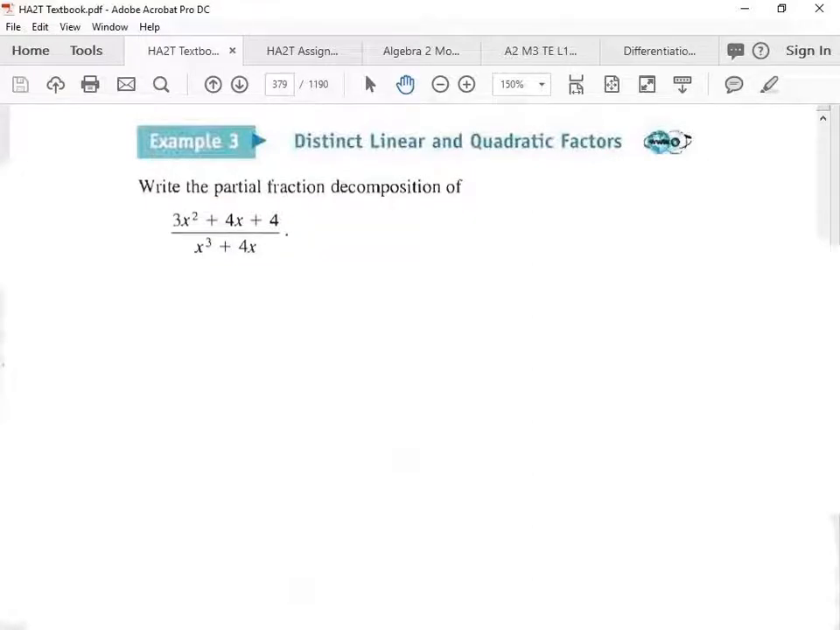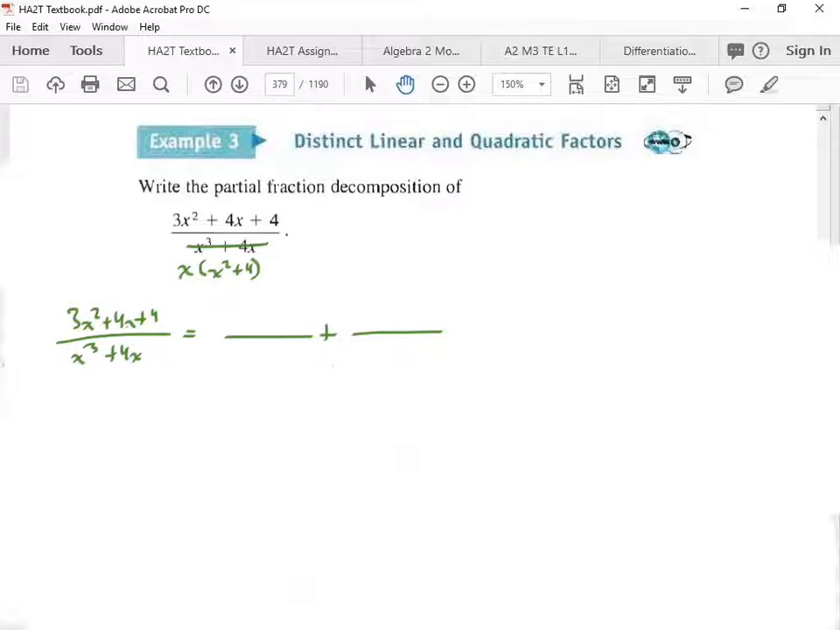All right, so when I factor this denominator, I get x times x squared plus 4. Can I factor that anymore? Not Doug. So now I have 3x squared plus 4x plus 4 divided by x to the third plus 4x, and then it equals, we're going to split up this denominator thing business here, but this is the weird part.